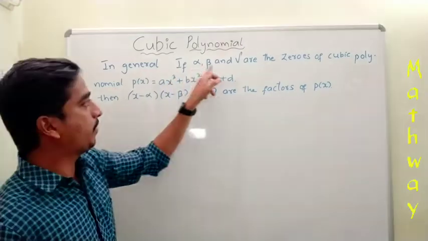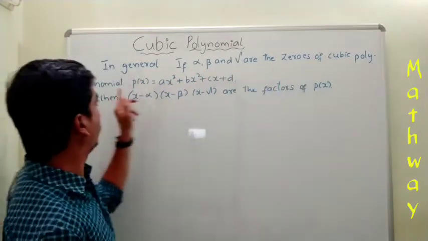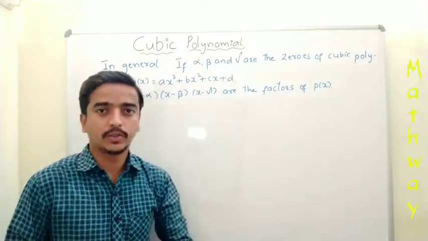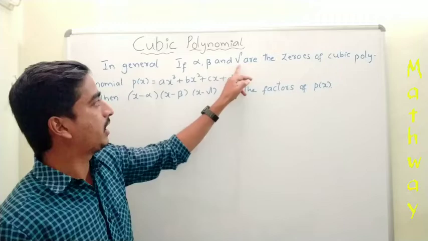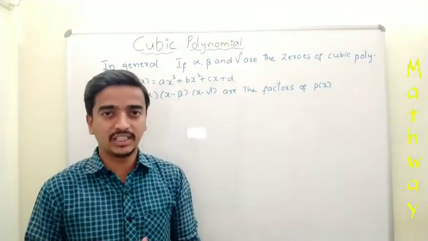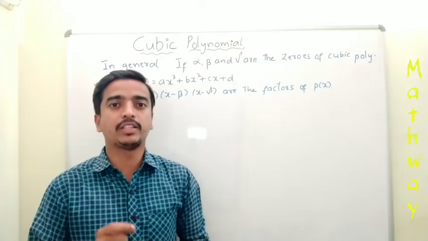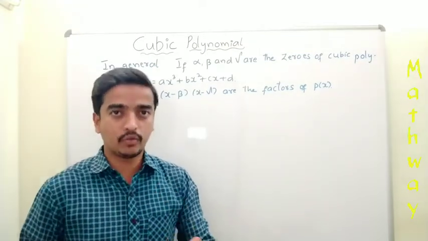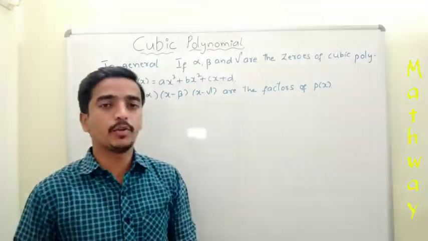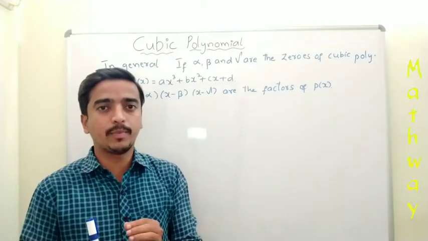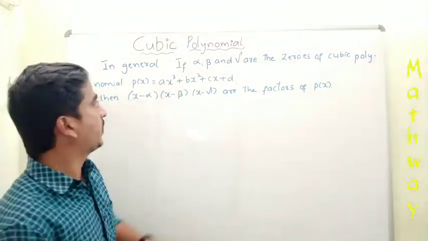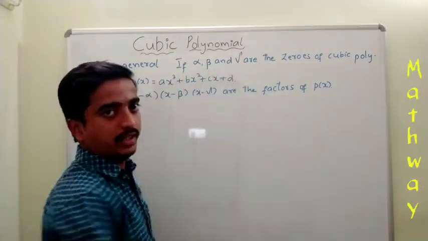In general, if alpha, beta and gamma are the zeros of cubic polynomial, p of x equals ax cube plus bx square plus cx plus d. So here he is telling that alpha, beta, gamma are the zeros of this given cubic polynomial. In the previous classes, we have learned that for a linear polynomial, there is at most one zero, and for a quadratic polynomial, at most two zeros, and for the cubic polynomial, at most three zeros. So there is a relation between the number of zeros and degree of a polynomial. This is a cubic polynomial, that's why you have three zeros, alpha, beta and gamma.